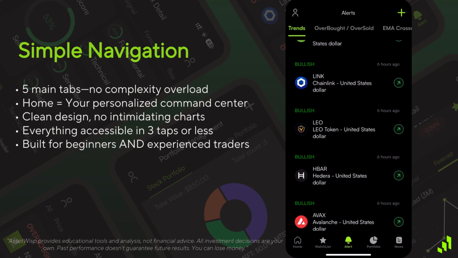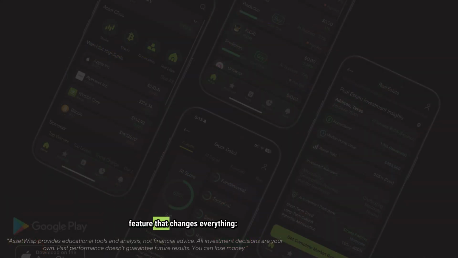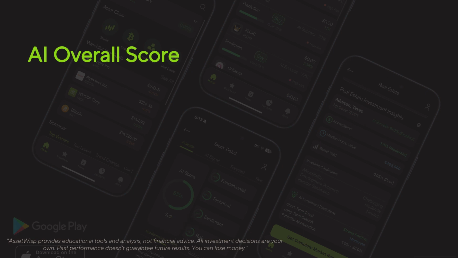Let's talk about the feature that changes everything: the AI overall score. You know that feeling when you're looking at a stock and there's like 100 different indicators? PE ratio, RSI, moving averages, volume, news headlines, and you're thinking, I have no idea if this is good or not. We've all been there.